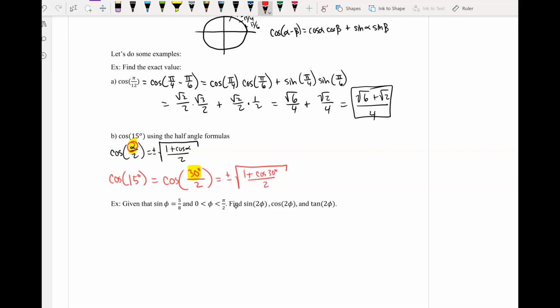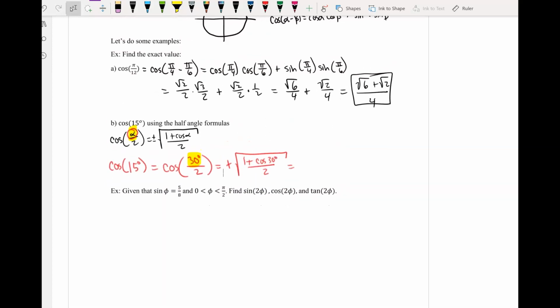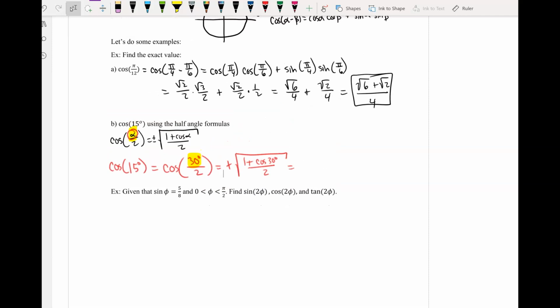divided by 2. Now notice here we can actually drop the plus or minus. This just depends on what quadrant you're in. Because 15 degrees is in quadrant 1, it'll make sense for us to just use a positive sign. So I'm just going to use the positive square root. So the cosine of 30 degrees is just going to be square root of 3 over 2. So I'm going to have the square root of 1 plus square root of 3 over 2, divided by 2.